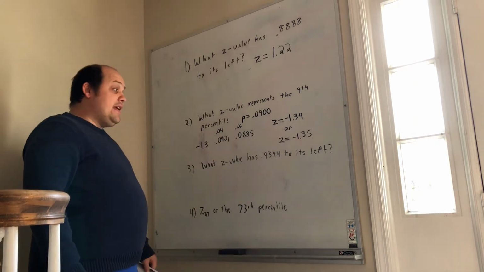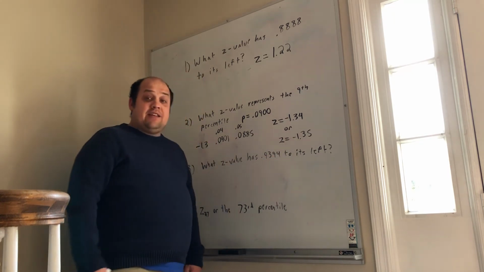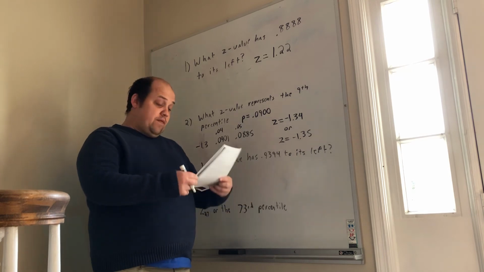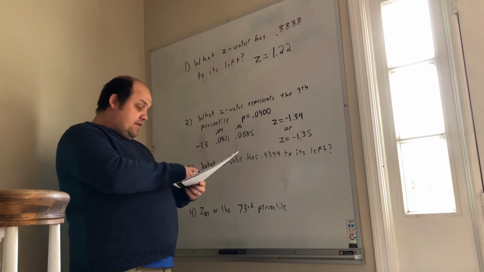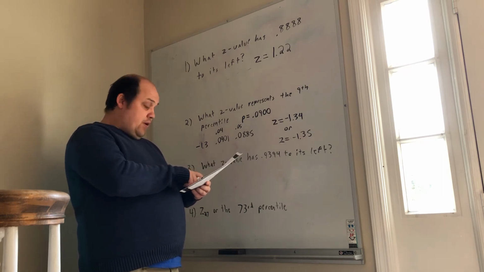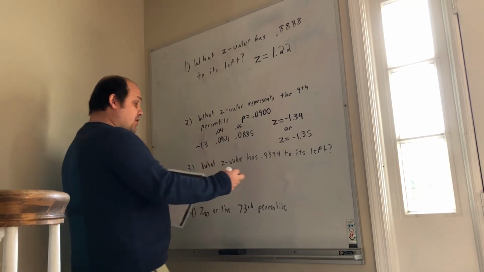For number 3, it's more straightforward. Here it's 0.9394 to its left. That's an exact table value. So again, I turn to the side that's 0.5 to 0.9999. As I read down the left side, 0.9332 is in the 1.5 row. As I move across that row, I see that 1.55 is the answer that I'm looking for.